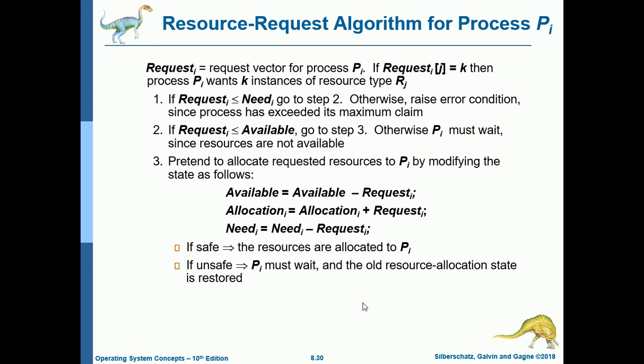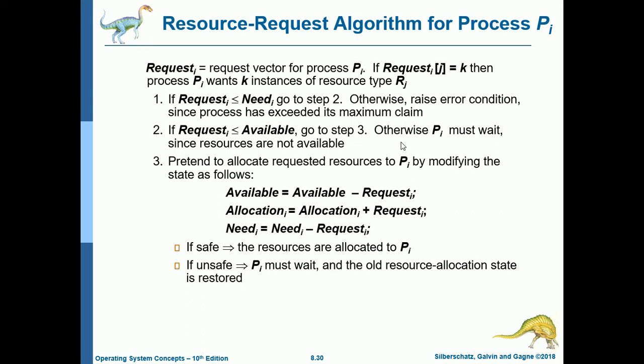Otherwise, raise an error condition since the process has exceeded its maximum claim. So, if the request still fits, is less than the need, then you can proceed to step 2. But if not, there is an error because the request is larger than the available resources at that moment. Then, if request sub i is less than or equal to available, go to step 3. Otherwise, P sub i must wait since resources are not available.